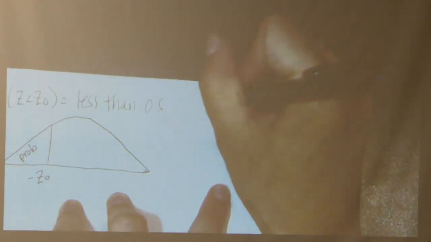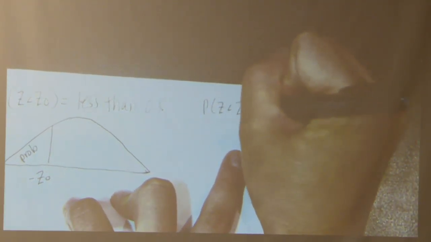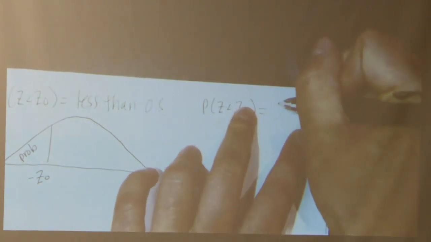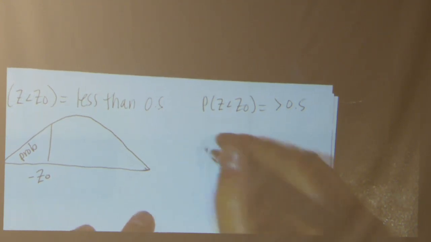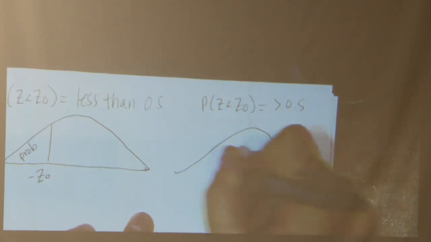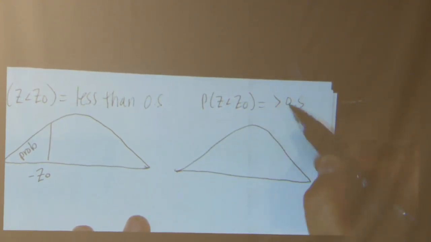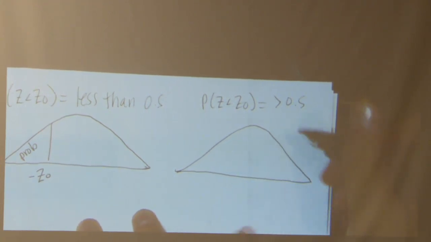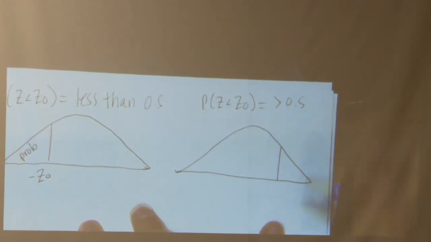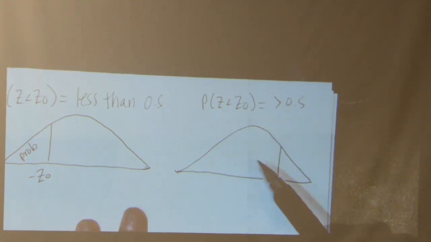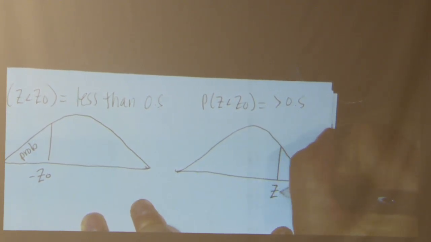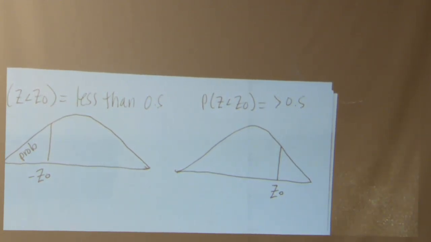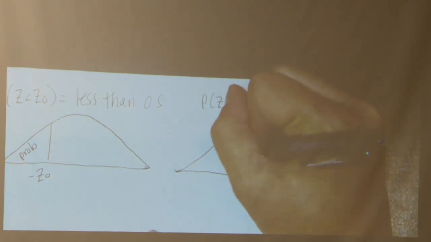If they were giving you the probability that z is less than z0 and your probability is greater than 0.5, since it's greater than 0.5, we still know that it is going to go on the left, but we have to start on the right side now. We have to cross over the midline so that everything to the left is whatever value they gave you that is greater than 0.5. So in this case, this is where your z0 would be, and this is where you would stick your probability.